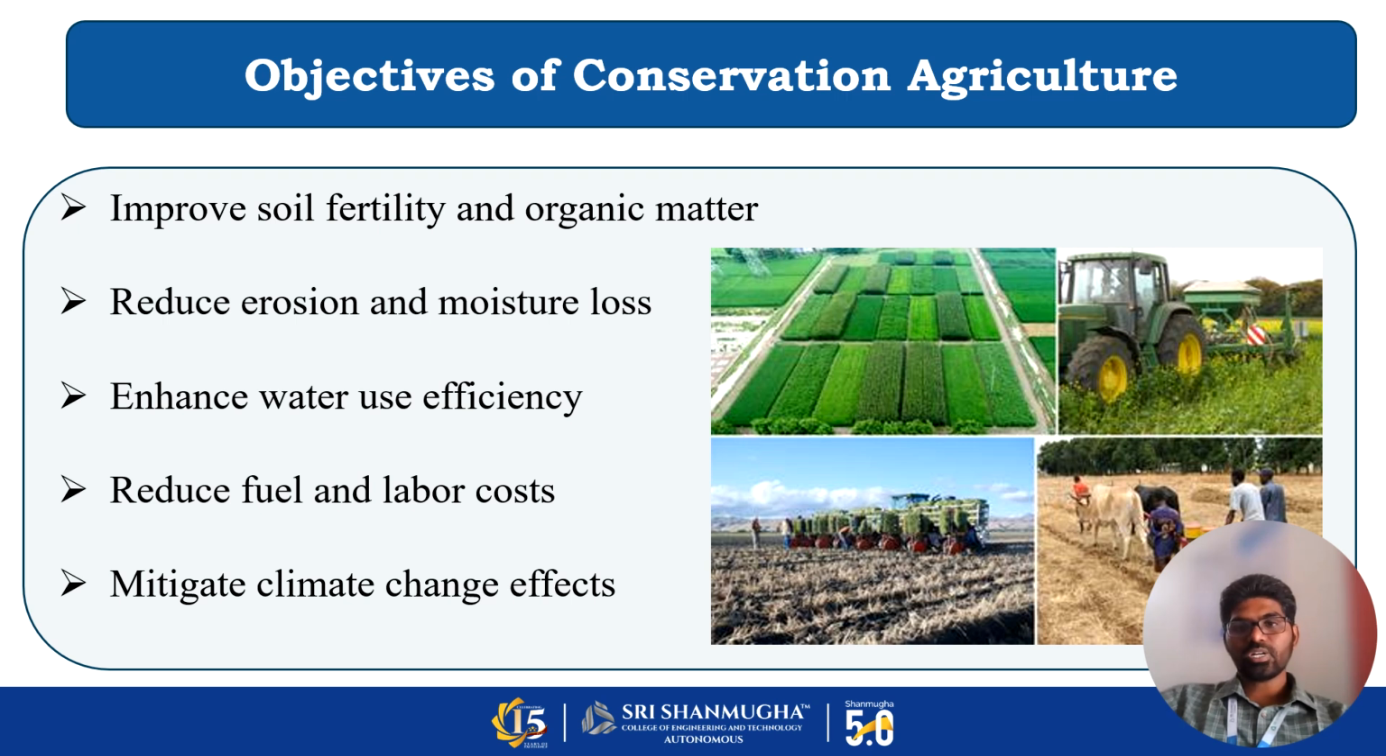Next, the objectives of conservation agriculture are to improve soil fertility and the organic matter content in the soil. Conservation agriculture helps in reducing erosion and moisture losses, and enhances water use efficiency. It reduces the requirement of fuel and labor, by which we can save the cost of cultivation. It also helps in mitigating the effects of climate change. These are the objectives of conservation agriculture.